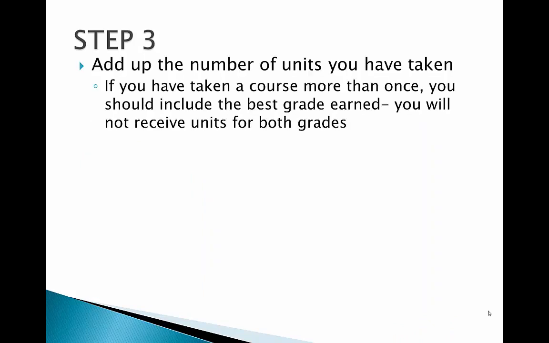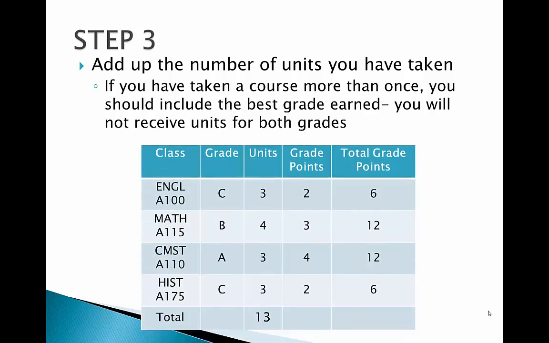Next, add up the number of units you have taken. It is important to note that if you have taken a course more than once, you should include the best grade earned. You will not receive units for both grades. On your OCC transcript, you will see an E, a letter E, if a course is excluded from the GPA calculation, and a letter I if it is included.